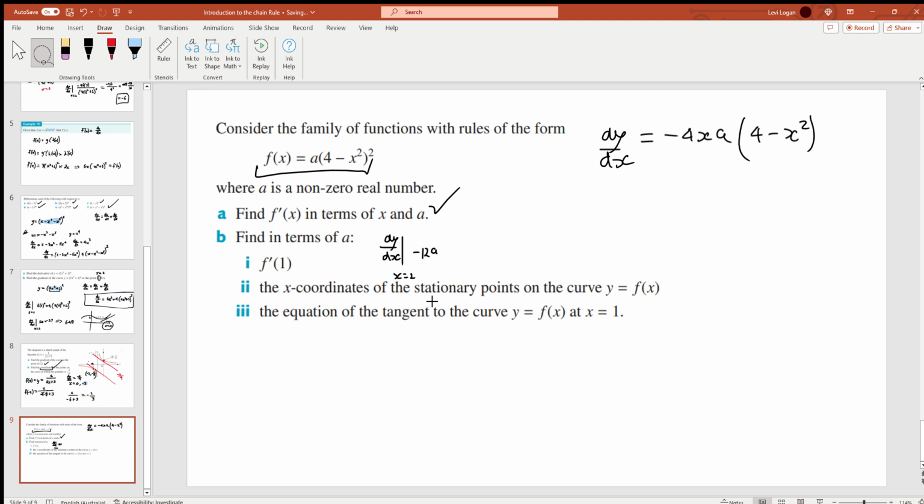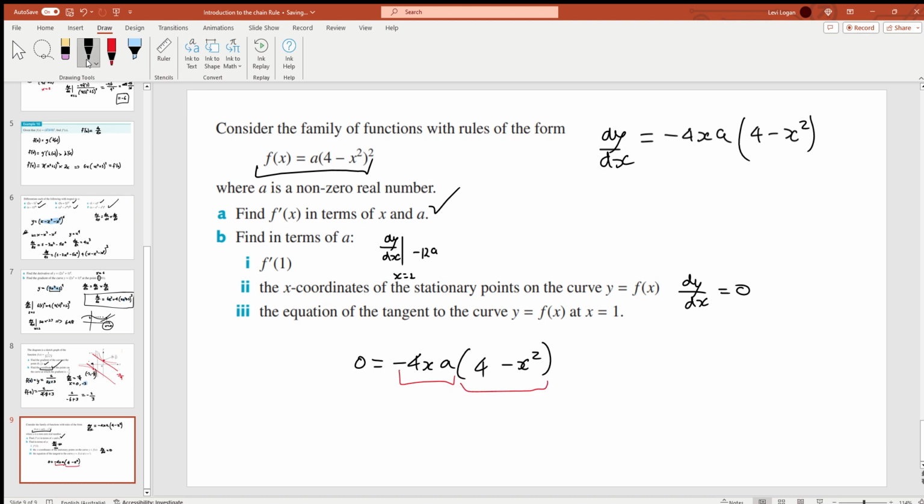The x coordinates of the stationary points on this curve. Okay, so stationary points is when dy/dx equals 0. So set this equation to 0, so you get 0 equals minus 4x of a, and then 4 minus x squared. Okay, so looking at this, we've got a product of two things. If this is 0, that means either this needs to be 0 or this needs to be 0.